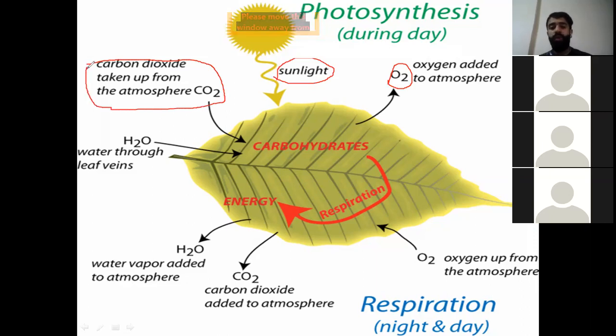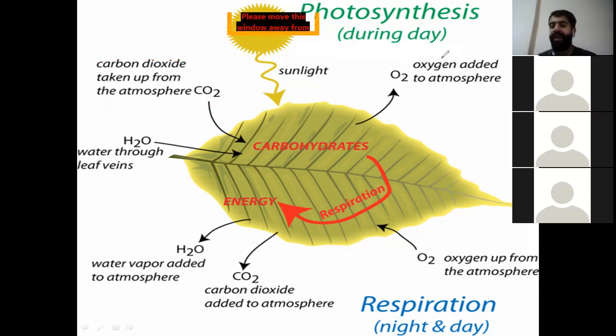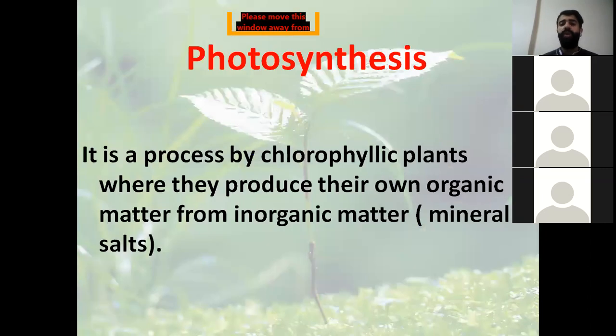So here, what do we have? Let's start step by step. What are the reactants of the photosynthesis process and what are the final products? What are the conditions, and how can we detect that the plant is performing photosynthesis? What is photosynthesis? Pay attention to the definition.